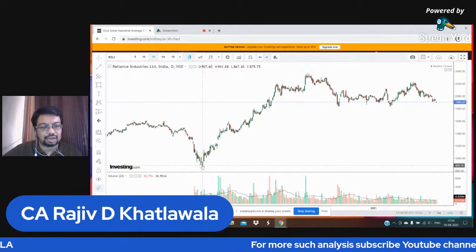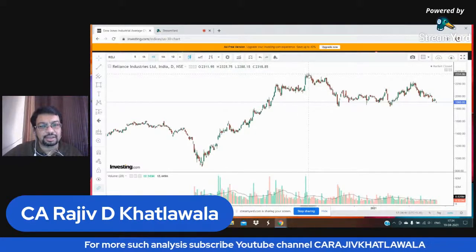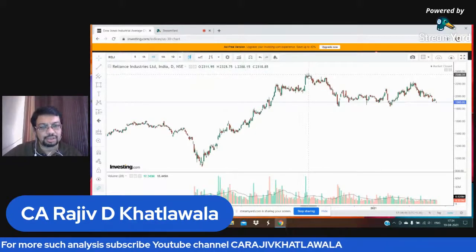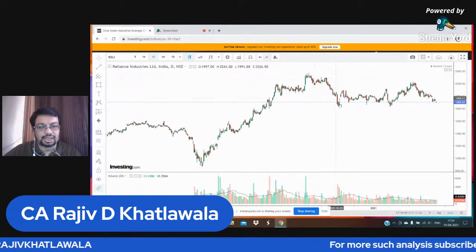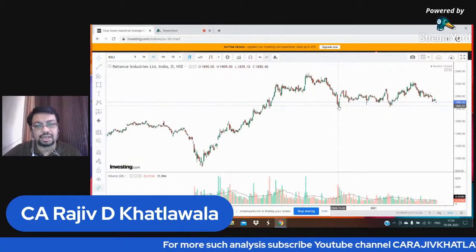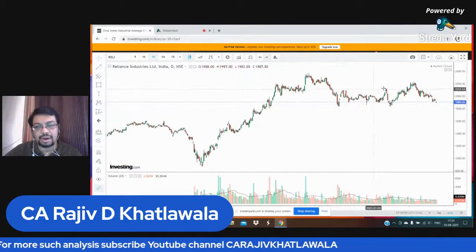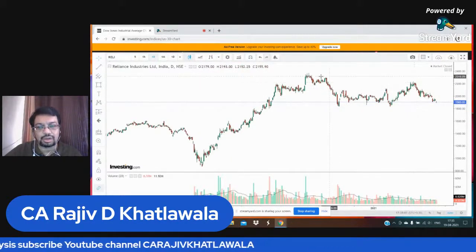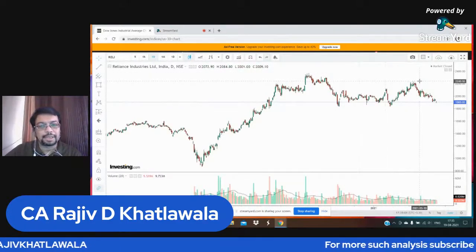As we see here, after making a low of around 867 in March 2020, the price of Reliance rallied in the next few months. It touched a high of 2300, 2370. Thereafter, it has given a correction here. As you can see, the correction went nearer to 1835. Again, there was a rebound, but right now the rebound has not created a new high.